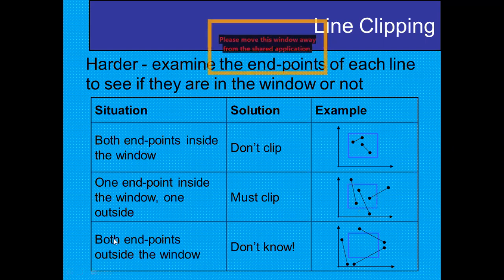Now the third condition is both endpoints outside the window. Here you can see both endpoints outside, in this case also both endpoints outside, and in this case also. Here you can see this corner is different from this window, and this corner is also different. This line segment passes through two intersection points of the window. It is crossing the window at two edges.